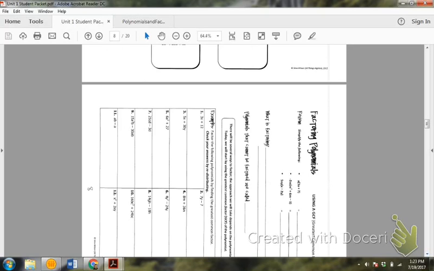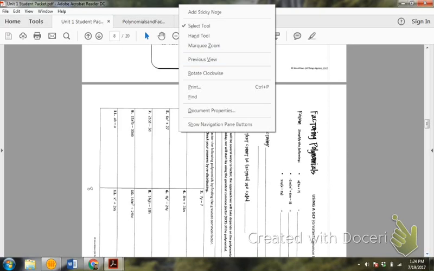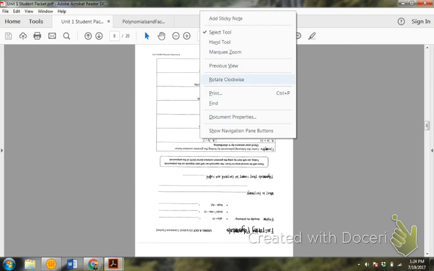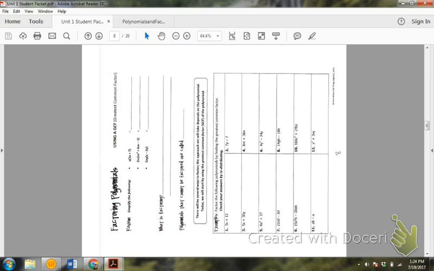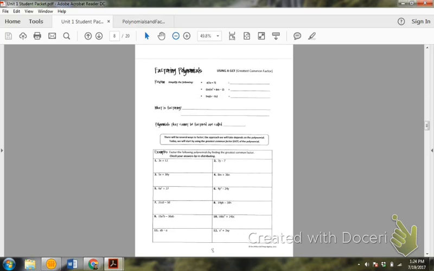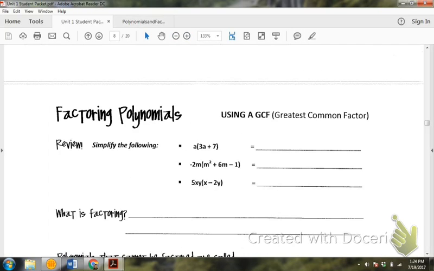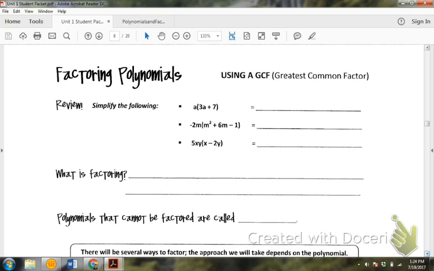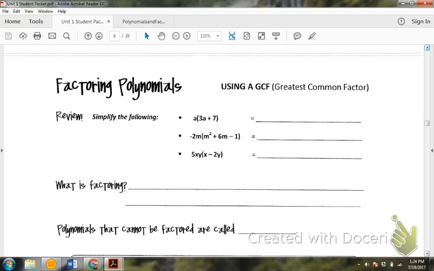It says factoring polynomials. Let me turn this around. All right, factoring polynomials. The purpose of factoring, does anyone know the purpose of factoring? To simplify. Okay, we're going to label this 1.2. This is lesson 1.2. Factoring polynomials. Go ahead and label your packet. If I write, you write.